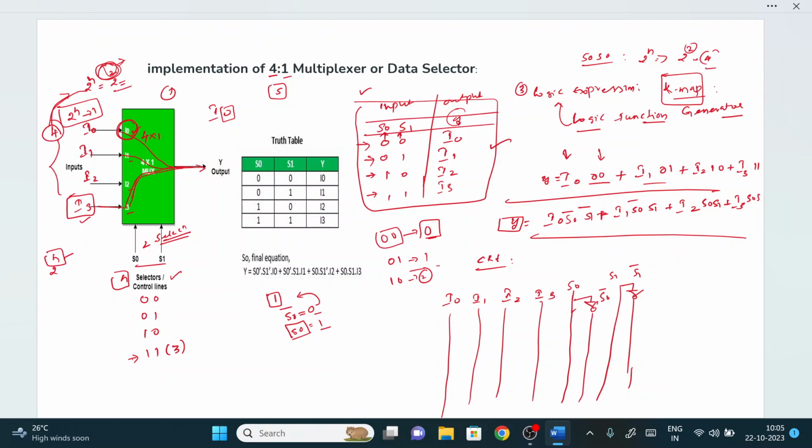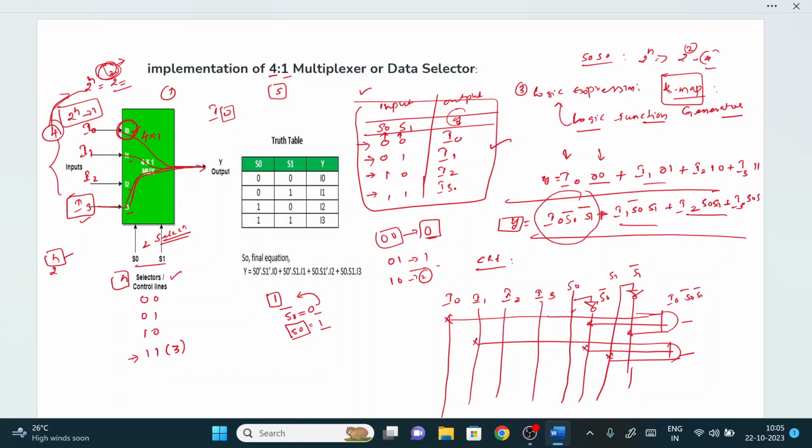Now what is the first expression here? This is the first product term: I naught into S naught bar into S1 bar. I naught I am connecting directly, S naught bar means this wire, and S1 bar means this wire. Which logic gate? AND gate, because it is a product. So this is I naught into S naught bar, S1 bar. Like that we write the second product term: I1 into this wire S naught bar, and one more, S1. S1 means normal wire. So again one more AND gate.